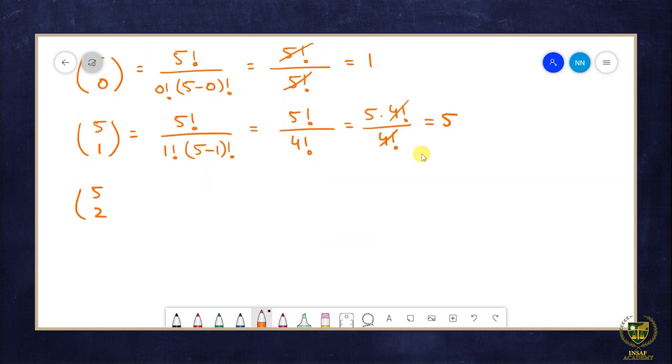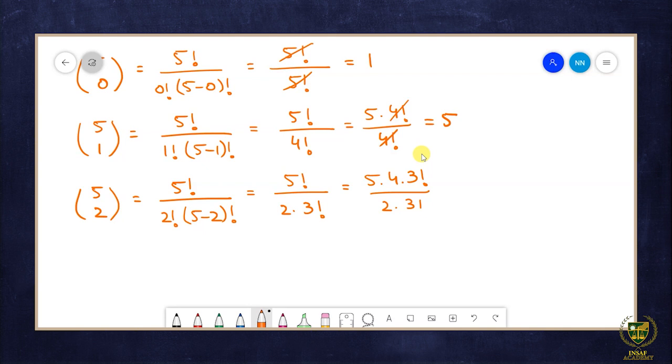5C2 is equal to 5 factorial over 2 factorial into (5 minus 2) factorial. This is equal to 5 factorial over 2 factorial is 2 into 3 factorial. This is equal to 5 into 4 into 3 factorial over 2 into 3 factorial. 3 factorial gets cancelled. 2 into 1 is 2, 2 into 2 is 4. This is equal to 10.